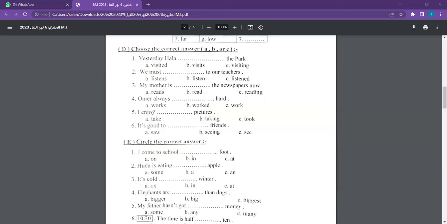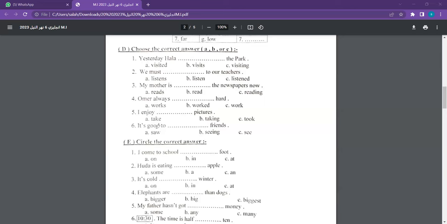Why do I say this is a gerund? Because I have enjoy. Gerund means we have some words, and if I find them, I will put ing on the verb. Like what? I enjoy taking pictures. I like going to the market. Okay?